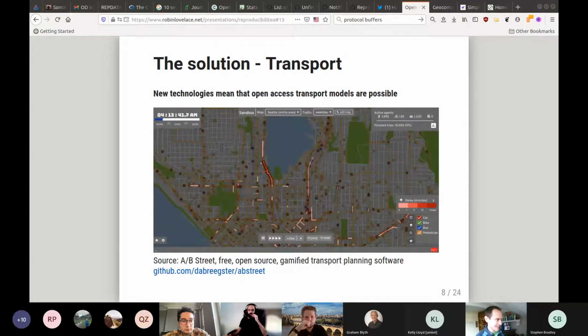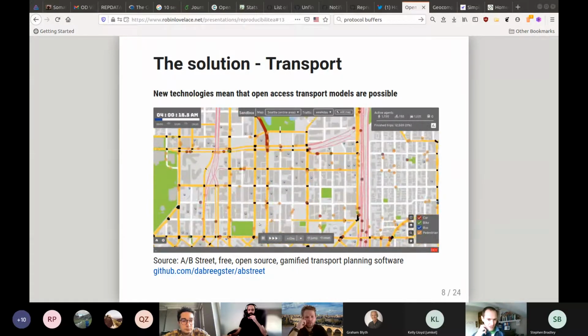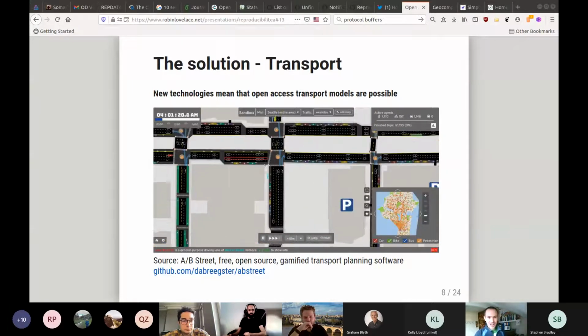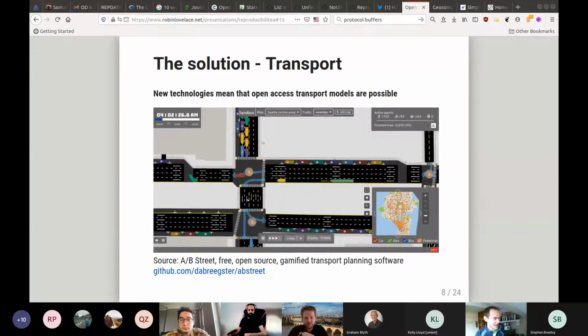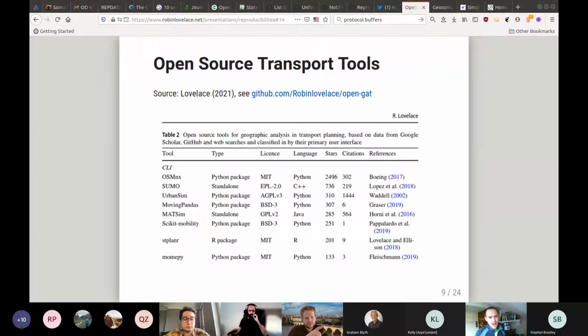And if I get a chance at the end of these slides, I can do a quick live demo of AB Street in action. So again, we have these solutions, and this is the paper that was sent around. It's basically providing a summary of the landscape of open source tools for geographic analysis in transport planning.